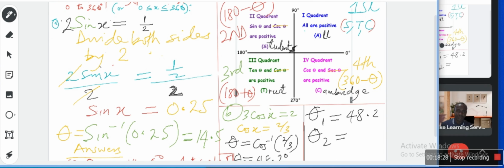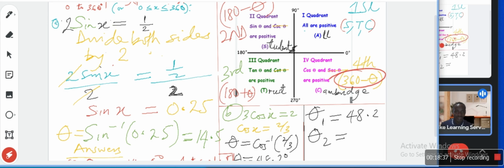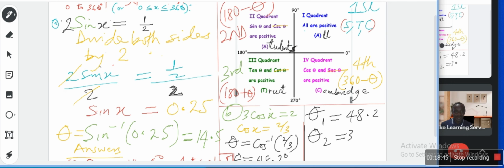Theta 2 should be... remember how we found 180? No, this is the way to find anything in the fourth quadrant. 360 minus 48.2. It's getting clearer now. 360 minus 48.2. What would that give you? 311.8. 311.8 degrees. These are the two answers.